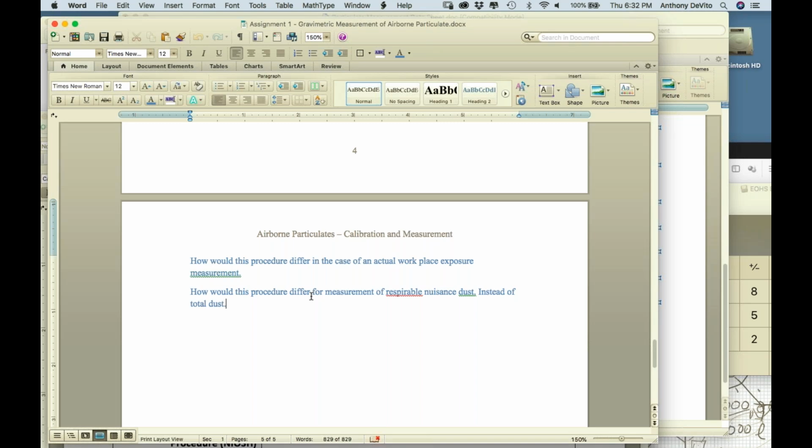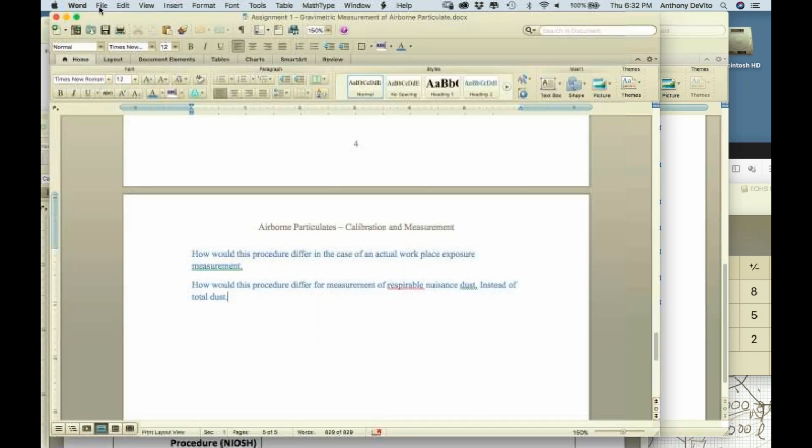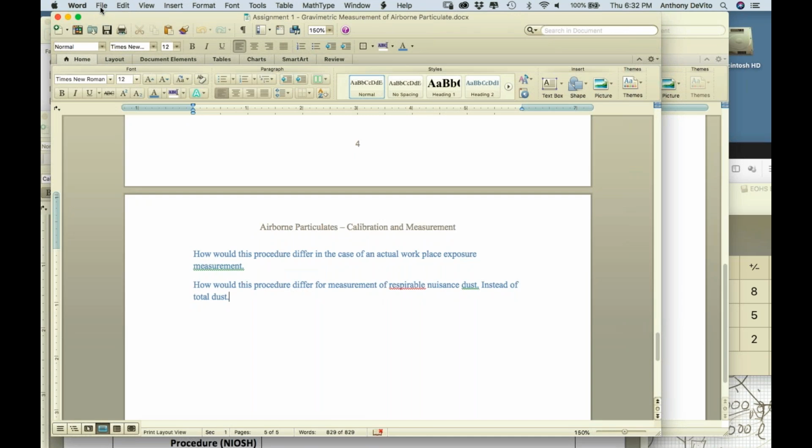Anybody know what the NIOSH procedure is for total dust? This was 0500. Bingo, there you go. So you can look up 0600 and look at the differences in the procedure and maybe feed them back a little bit. And like I said, I started to grade, I got about a quarter of it. I know some people had some issues, not so much with the weights, but with the volumes. It's a little bit tricky with the volumes.